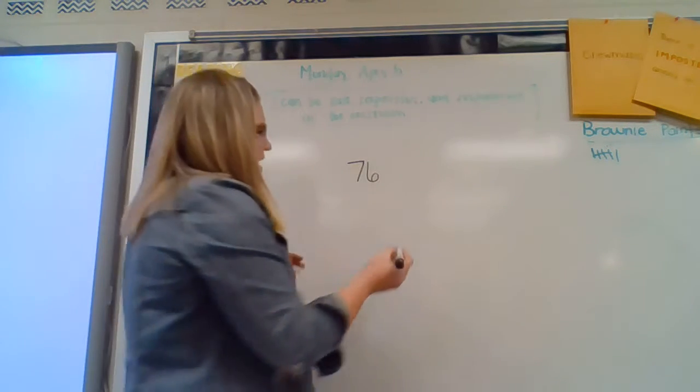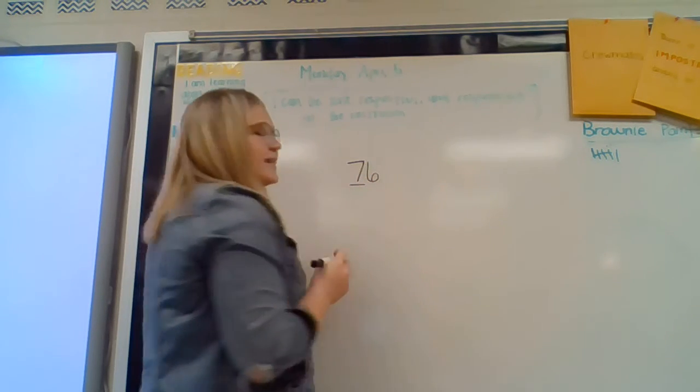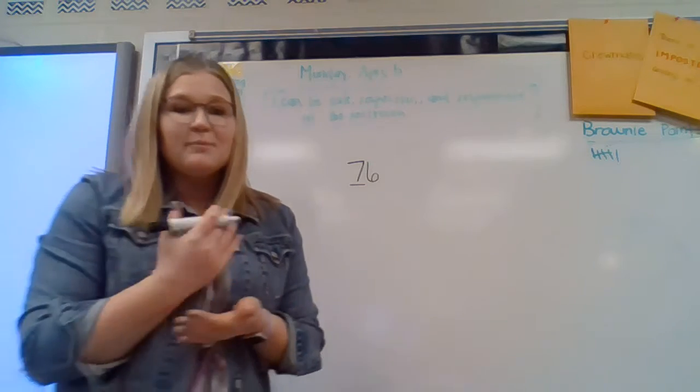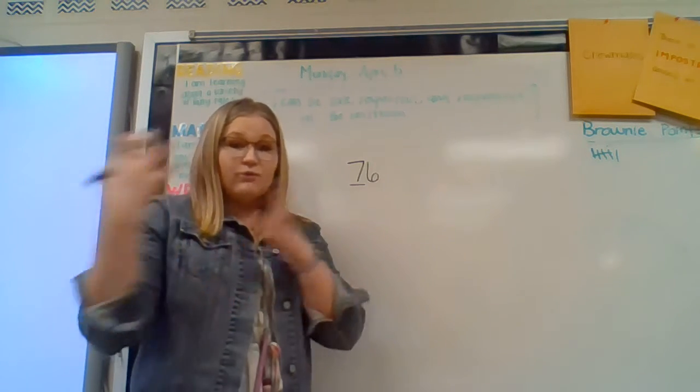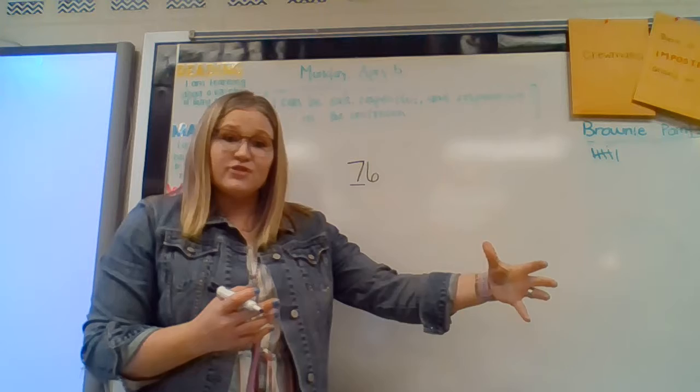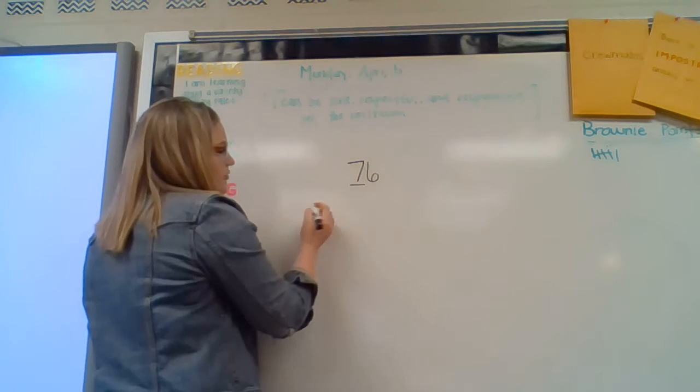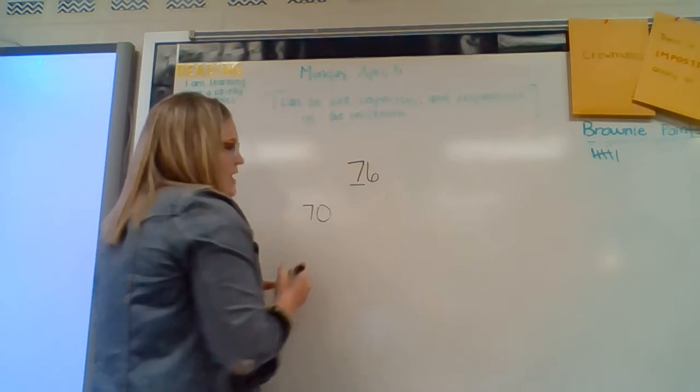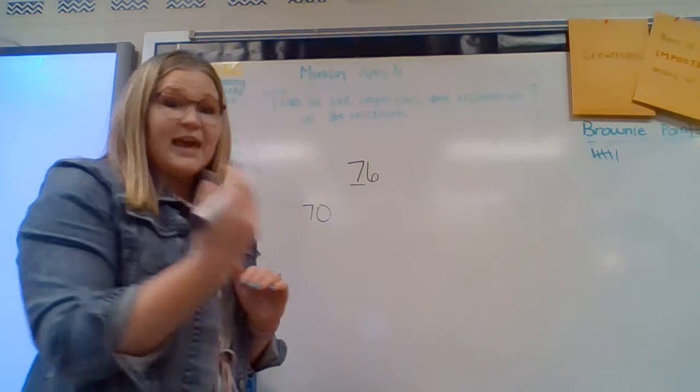So with students, we identify that 7 is the number in the tens place. From there, we decide what's the 10 before it and what's the 10 after it. Here, the 10 before it would be 70, and the 10 after it would be 80.